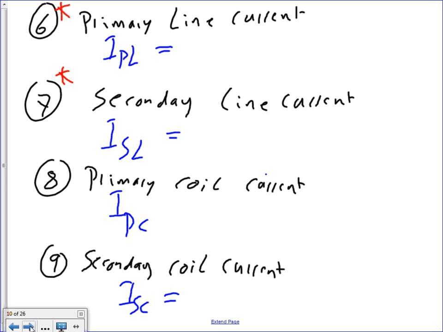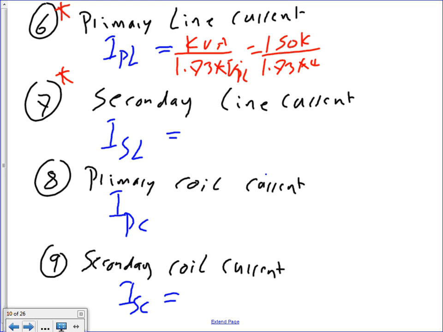Okay, number 6, primary line current. Everything does repeat itself here. When we do primary line current, you take, like we said, kVA divided by 1.73 times what's the primary voltage, primary line. This will be 150K divided by 1.73 times 480. If you do the math on this, do I have 180? 180 amp. Can anybody verify it, please?